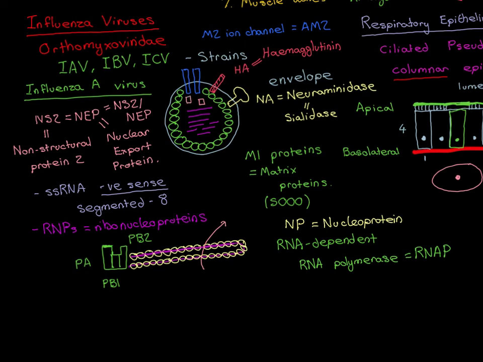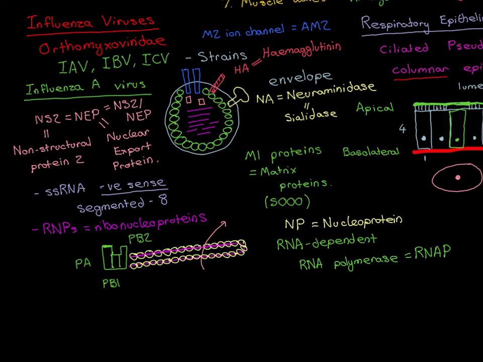You'll have multiple of those, so I'll just add another one in there. In fact, actually, I don't know why I've done that, because I didn't add multiple M2 ion channels, hemagglutinins and neuraminidases, so I've kind of been a bit unfair there. But all of these proteins, the M2 ion channel, the hemagglutinin, the neuraminidase, and the non-structural protein 2, you have more than just one.